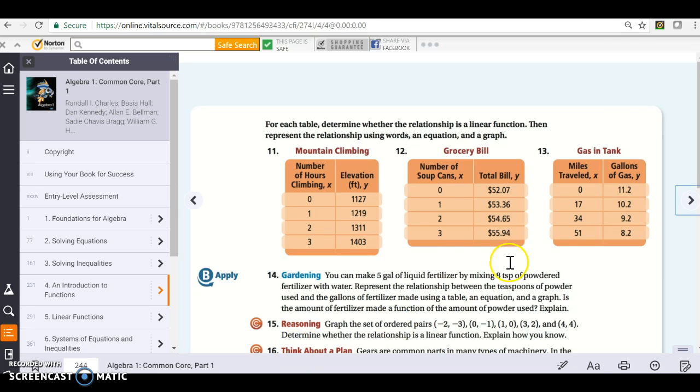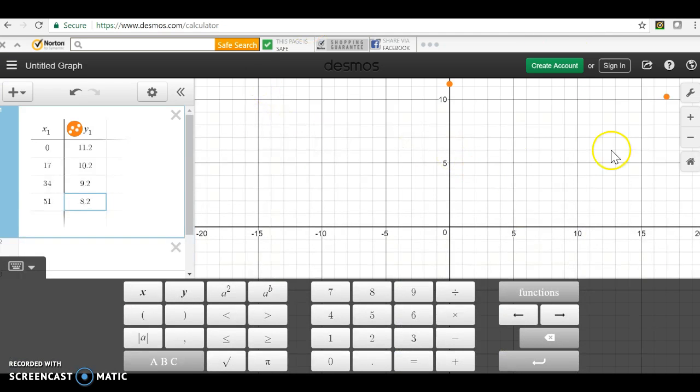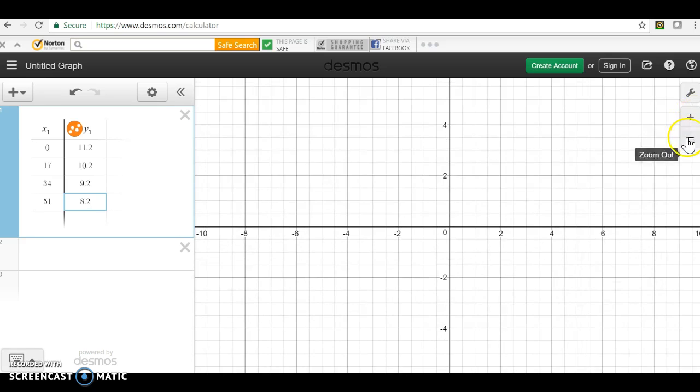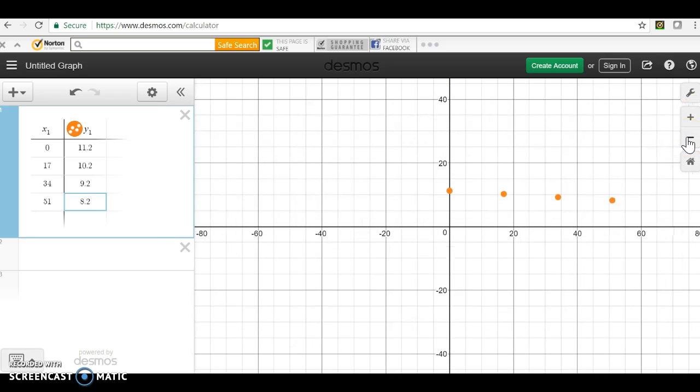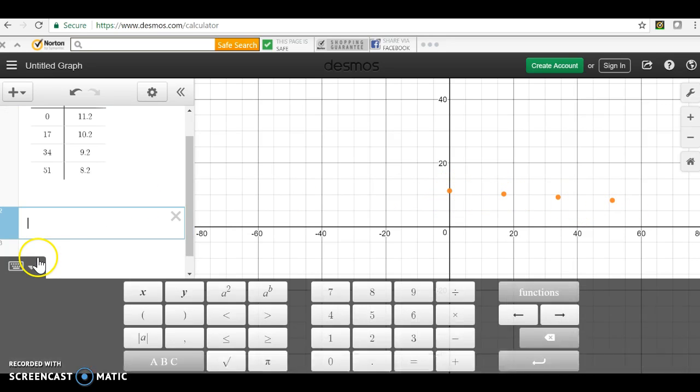So I pulled up my free graphing calculator at www.desmos.com, and I am going to have to zoom out, and there it is. And you can see that if I look at it like it's going down the hill from left to right, it's decreasing. Let's see if our graph matches this.